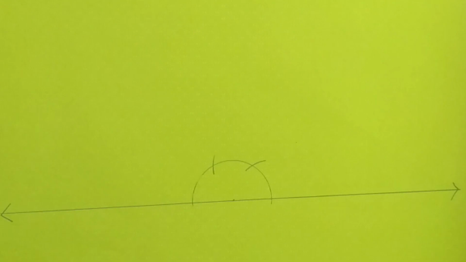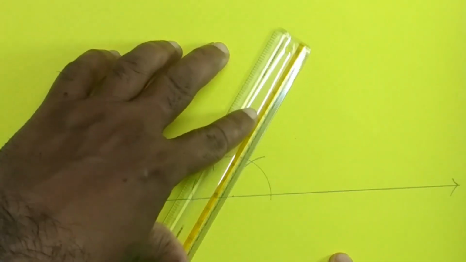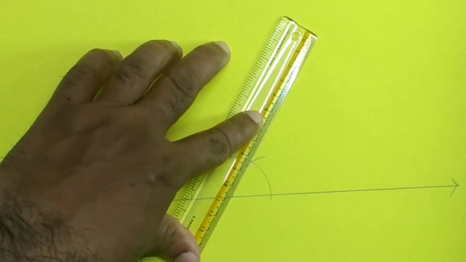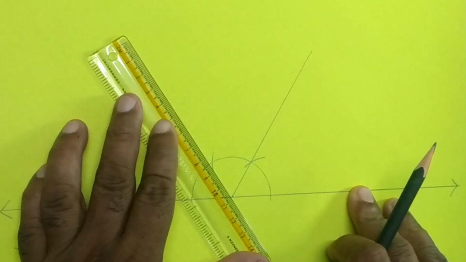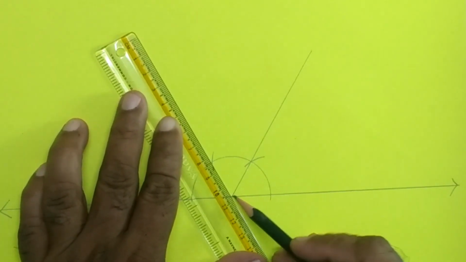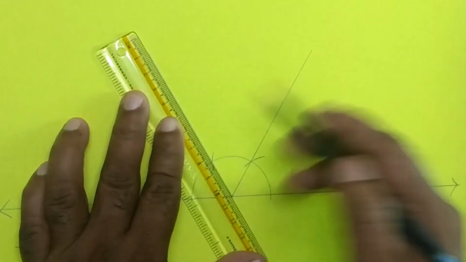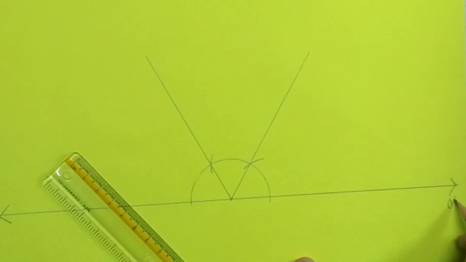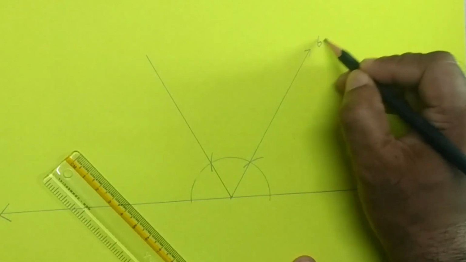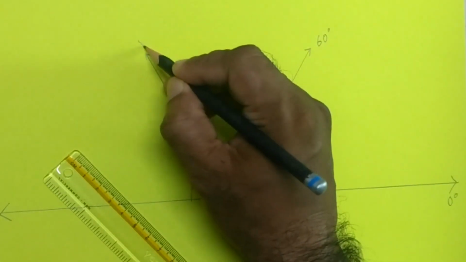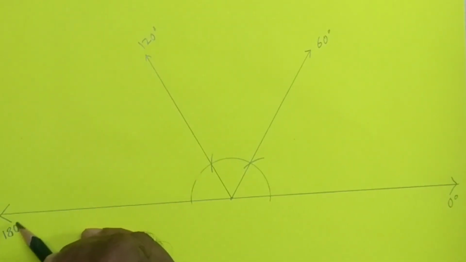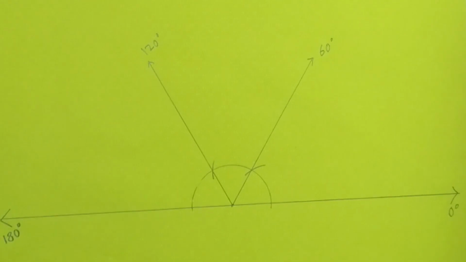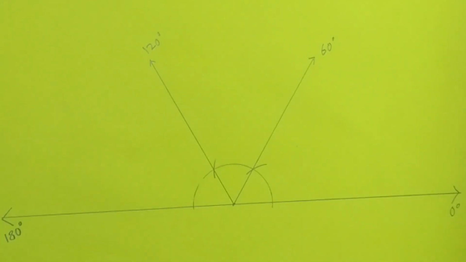So we'll draw the angle of 60 degree here, which will pass through this. So this is the 60 degree angle and this is 180 degree. Here this is 0 degree, 60 degree, 120 degree, and here it is 180 degree. Now this is 180 degree, angles in linear pair.